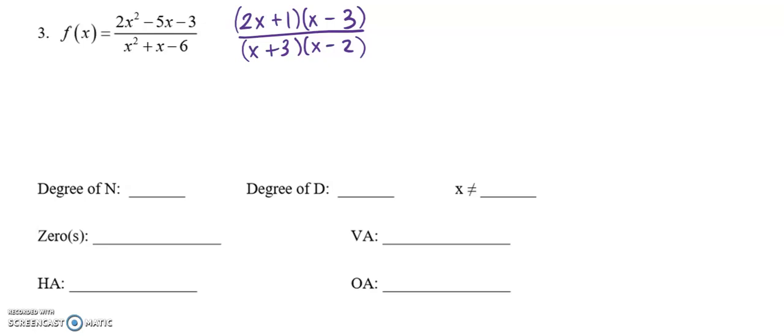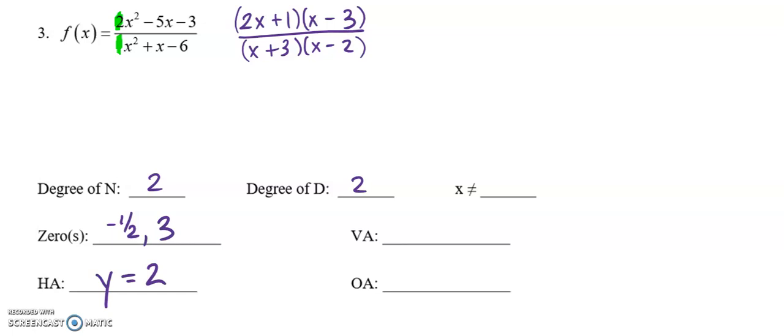The degree of the numerator is 2. The degree of the denominator is 2. So when they're equal, the horizontal asymptote is the leading coefficient divided by the leading coefficient. So in this case, that's equal to 2 over 1, which is just 2. Zeros, where does the numerator equal 0? Well, that's when 2x plus 1 equals 0 at -1/2, and when x minus 3 equals 0, also known as 3.